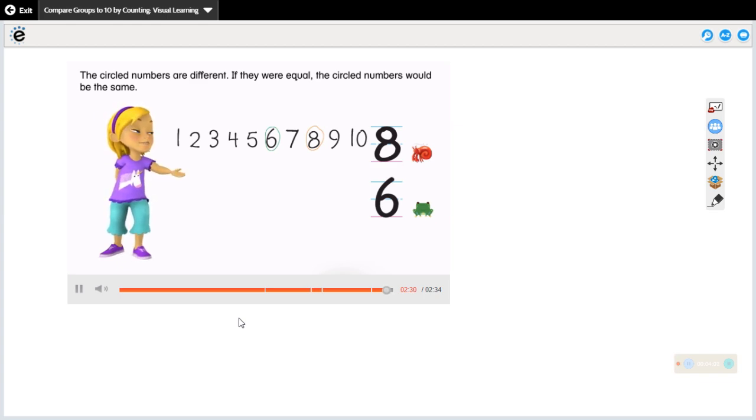Now you know how to compare groups by counting. Way to go! Thank you for doing the visual learning activity with me today. We're going to do the math practice pages next.